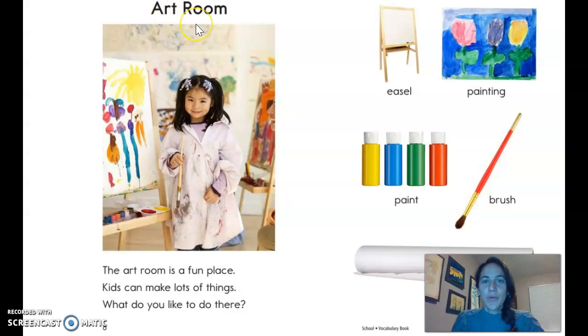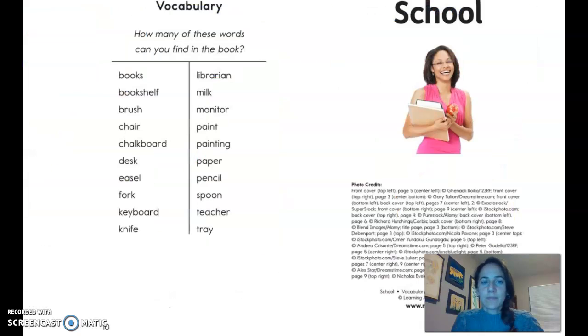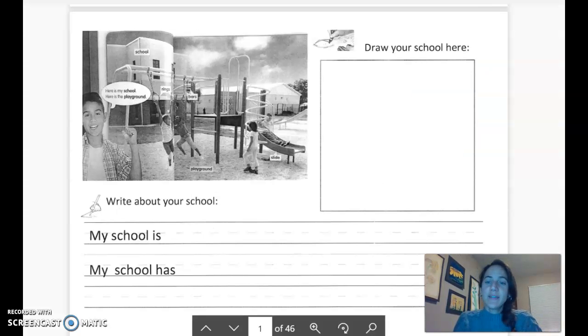The art room with Miss Daly. The art room is a fun place. Kids can make lots of things. What do you like to do there? Easel, painting, paint, brush, and paper. Great job learning about school. Now let's do some activities with it.